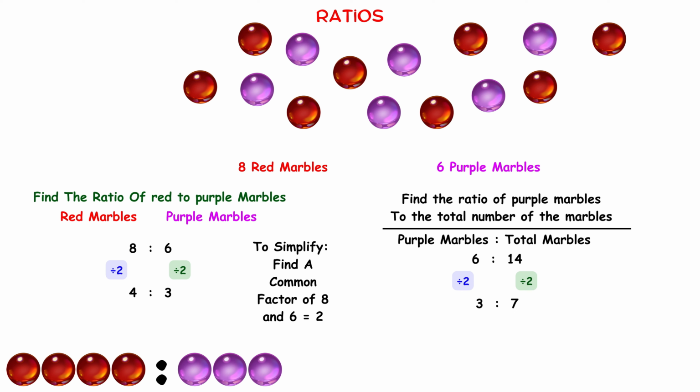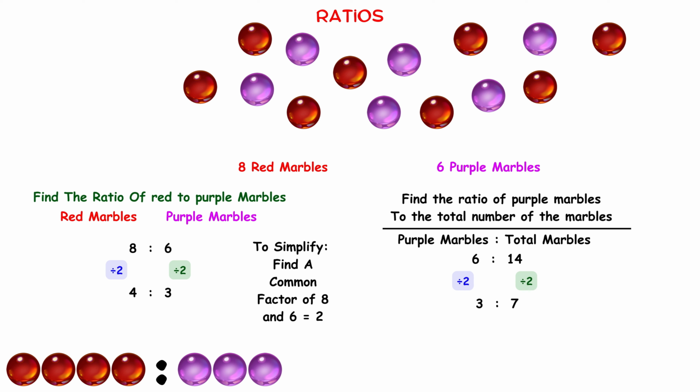Now we can also find the ratio between other things, like finding the ratio of purple marbles to the total number of marbles, which we can express as purple marbles to total marbles. So for this, all we need to do is find the number of purple marbles, which we know is 6, and then find the total number of marbles, which we can do either by counting up all of the marbles one by one or adding together 8 and 6, which in either case will give us a total of 14 marbles. This tells us that the ratio of purple marbles to total marbles is 6:14, which we can then simplify by dividing both sides by 2 to get a simplified ratio of 3:7.